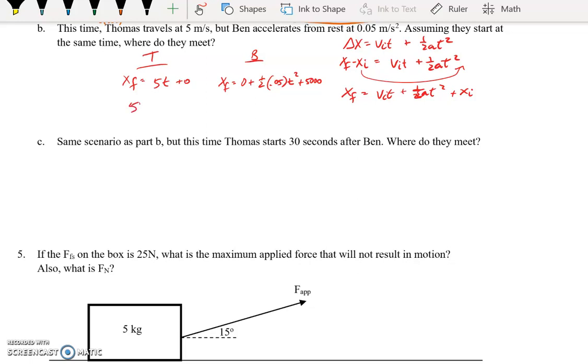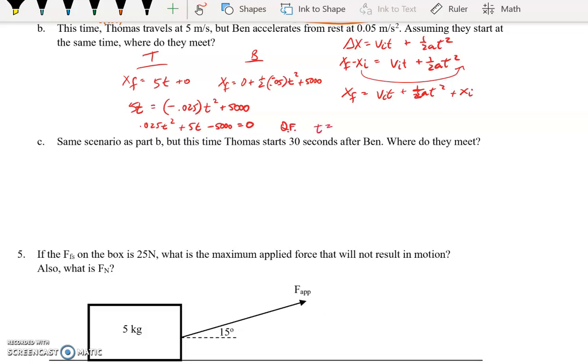Set these equal, you've got 5t equals negative 0.025. Sorry, I forgot to put the negative sign in the acceleration. So negative 0.025 t squared plus 5,000. So get everything on one side because you're going to have to use the quadratic equation. So I'm going to put everything on the left. 0.025 t squared plus 5t minus 5,000 equals 0. I'll do the quadratic formula.